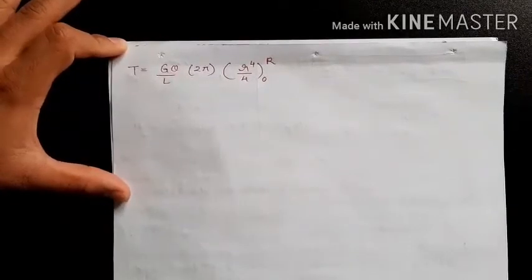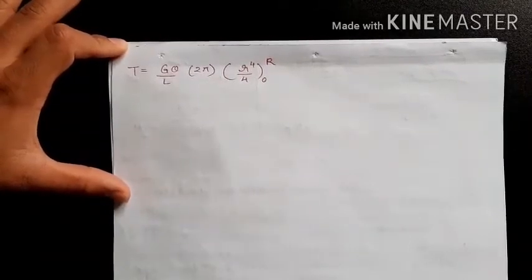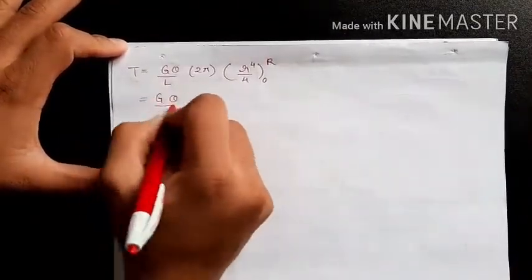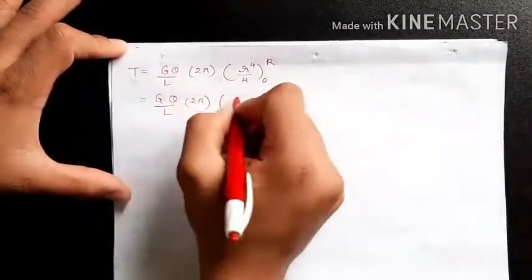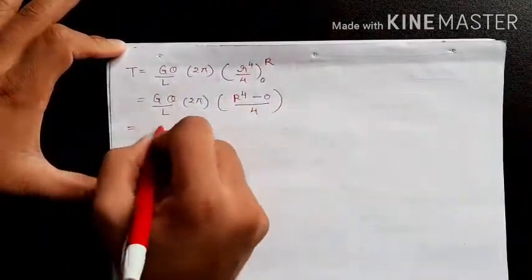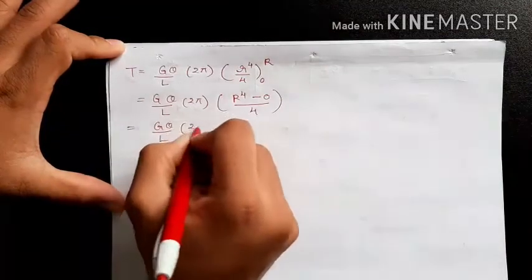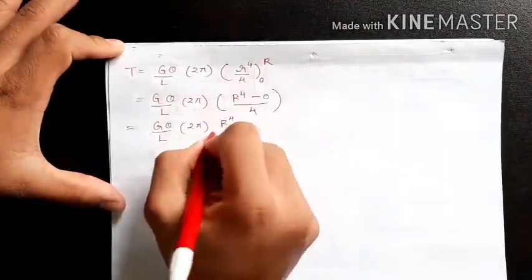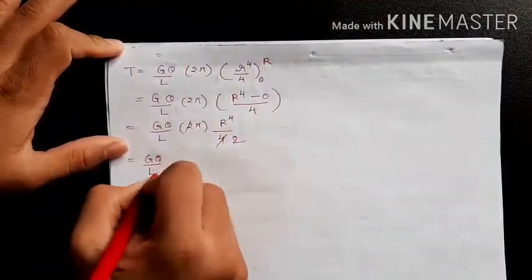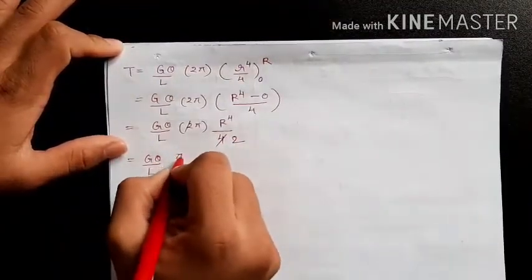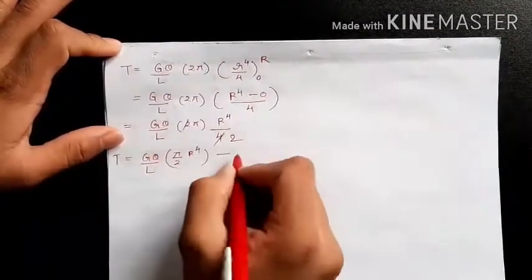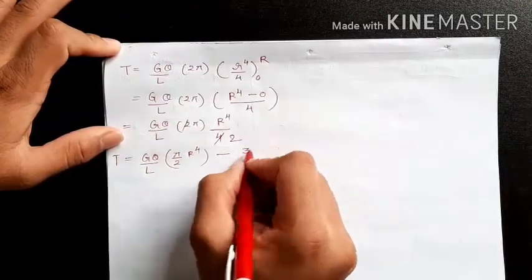So we will get T equals G theta by L into 2 pi into r raised to 4 upon 4 from 0 to R. Now by solving the above equation we get capital R raised to 4 minus 0 upon 4. So this is G theta by L into 2 pi into R raised to 4 upon 4. Cutting, we will get G theta upon L into pi by 2 into R raised to 4. This is equation number 3.